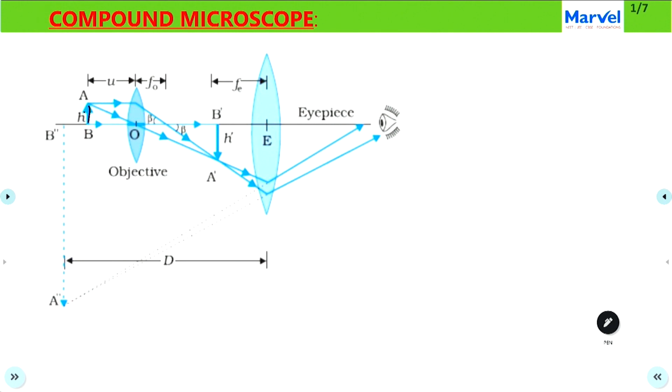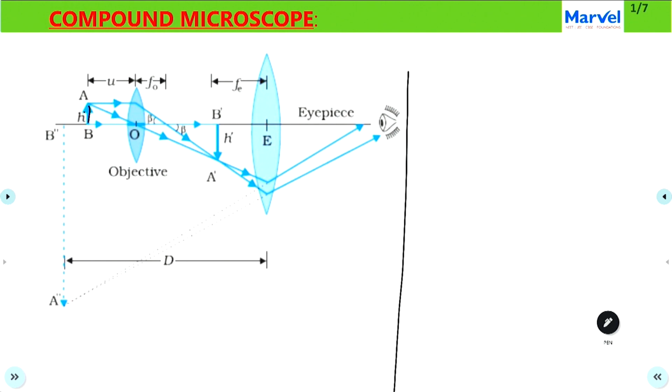So this is the whole thing that works, and capital D is the distance of the image from the eyepiece, F0 is the focal length of the objective lens, Fe is the focal length of the eyepiece, H prime is the height of the image formed by the objective lens, and U is the object's distance. So with this we are going to take it forward.